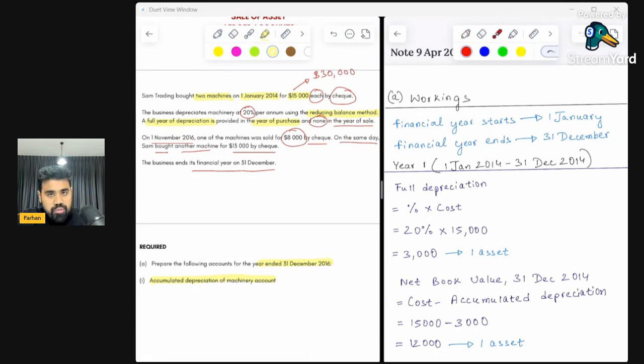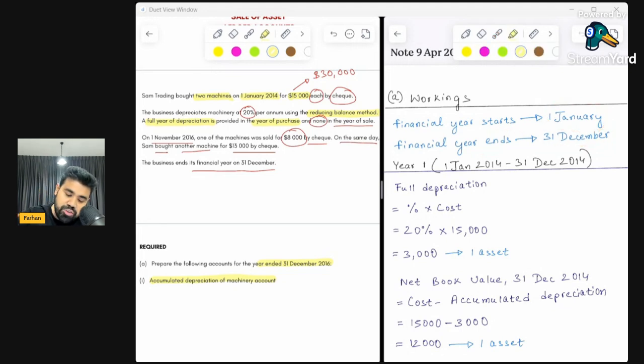So first of all, we have already established that we're working with a business where the financial year always starts on 1 Jan and ends on 31 December. Okay. Now, the two assets that we purchased, as mentioned in the very first line of the question, were both purchased on the 1st of January 2014 for $15,000 each. Okay. So let's look into the depreciation for the first year.